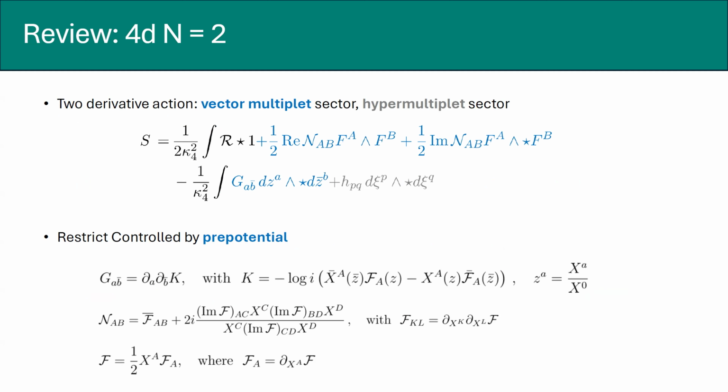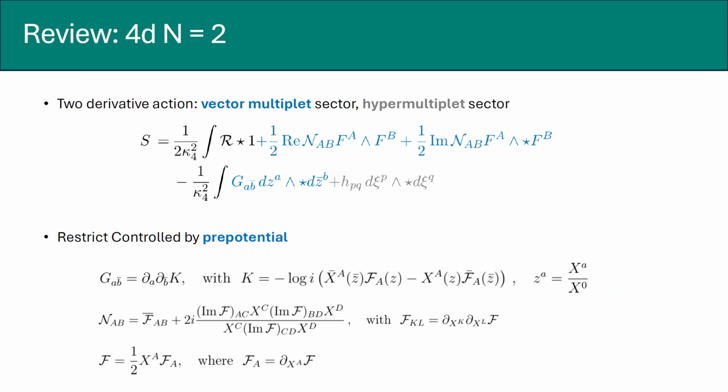So the framework we're working with is for N equals 2. This is just the action that all of us know. There is the vector multiplet sector and the hypermultiplet sector. In our work, we are truncating the hypermultiplet sector, and we only consider the vector multiplet sector.